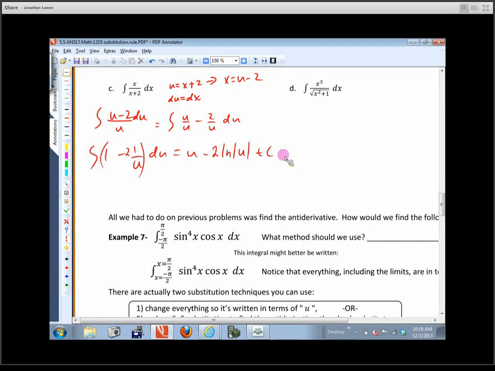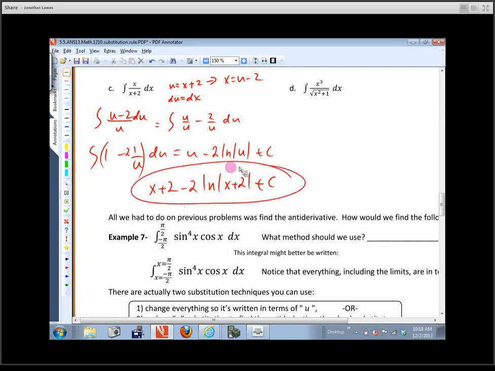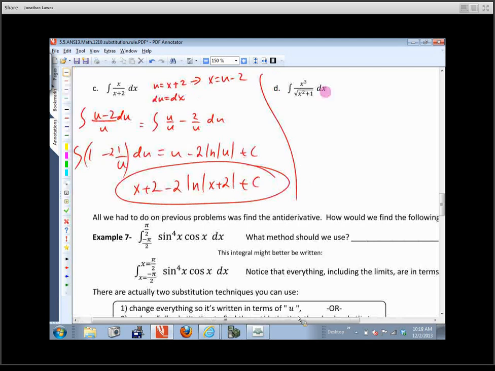And then we just reverse the substitution. Okay? Very clever trick. This is what I would call an advanced substitution technique. Okay? So wherever there's a u, I just need to reverse this. So this is going to be x plus 2 minus 2 ln absolute x plus 2 plus c. Any questions? Okay. Okay, this one's done using the same technique. Okay, but this one's a little bit more complicated, so let's take a look at this.